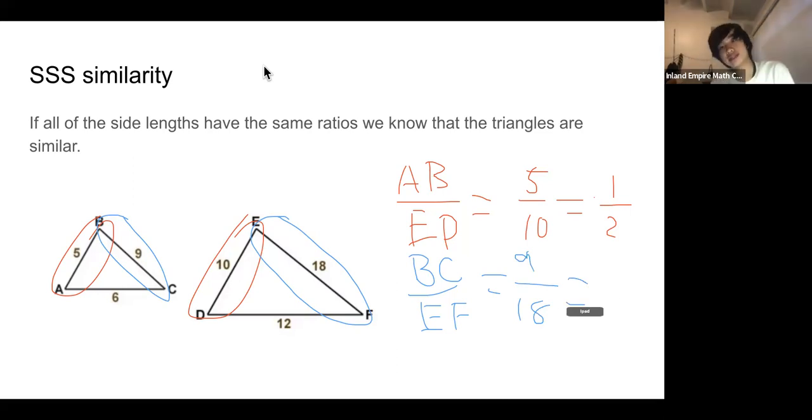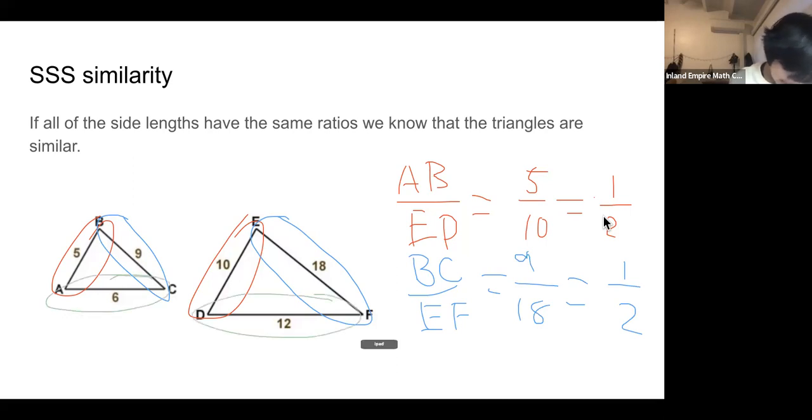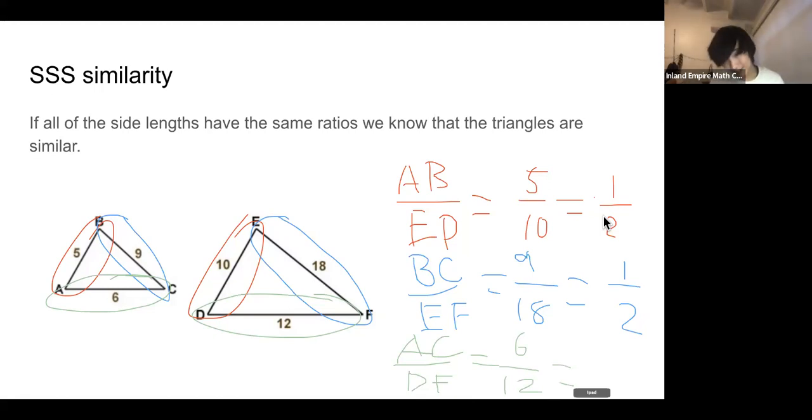And what is 9 over 18? 9 over 18 is simply 1/2, because if you divide the top and bottom by 9, you get 1 and 2. Then finally with the bottom one, let's use green, AC over DF equals 6 over 12. And 6 over 12 is just 1/2 as well, because if you divide the top and bottom both by 6, you also get 1/2. So these side length ratios are the same, which means that we know these triangles are similar.